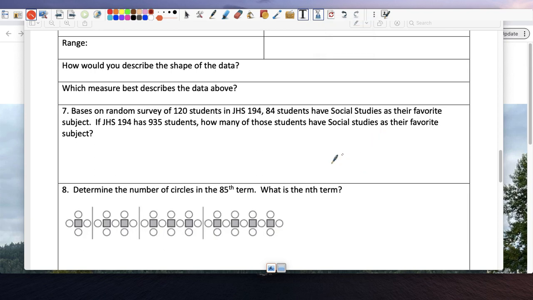The last question: how do you see this growing? I know we're talking about circles, and we need to determine the number of circles in 85 terms. There's 4 over here, 1, 2, 3, 4. Now these same 4 repeat over here. Actually, let me do this. This is my first term, this is my second term, my third term, my fourth term. So you ask for the 85th term, and then the nth term.